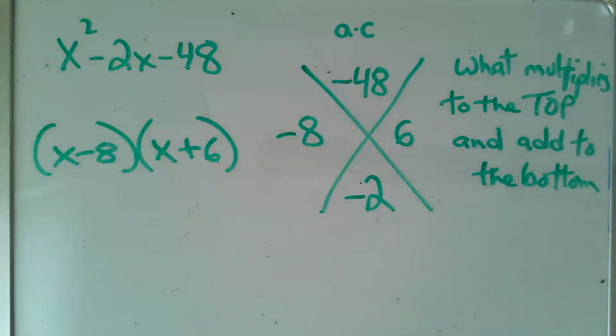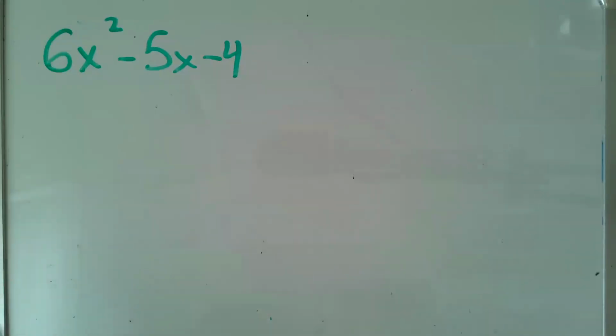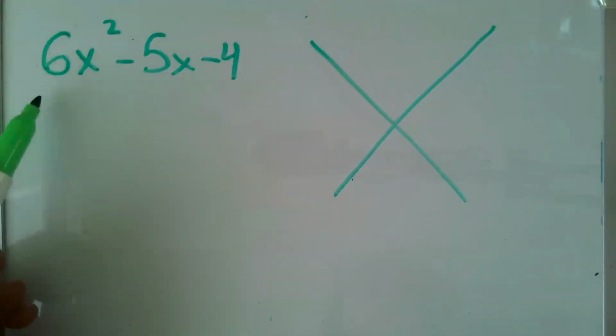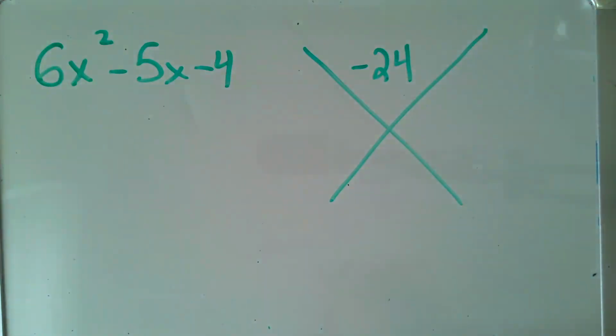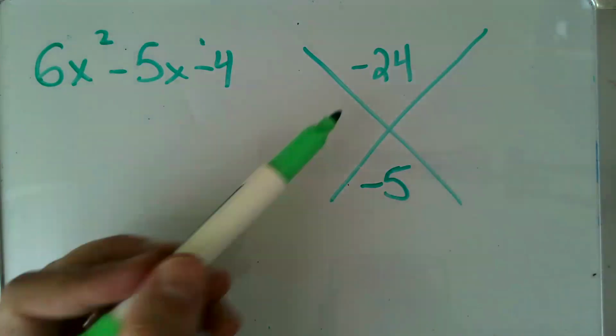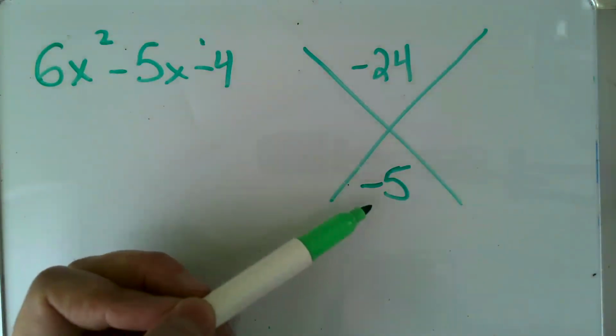Okay, now let's look at a harder one. 6x squared minus 5x minus 4. Okay, first I'm going to show you how to do this with the X method. Then I'm going to show you a hack that's even faster than the X method. Here we go. Up top, what do I put? That's right, AC. So 6 times negative 4. Down below, what do I put? That's correct, B. And what question am I asking? That's right, what multiplies to the top and adds to the bottom.